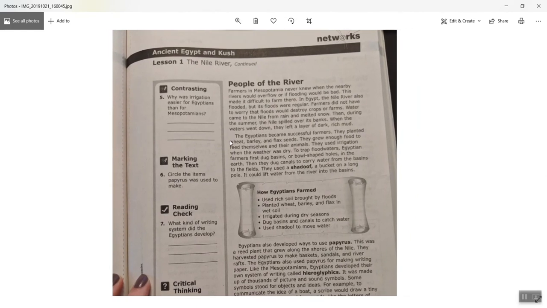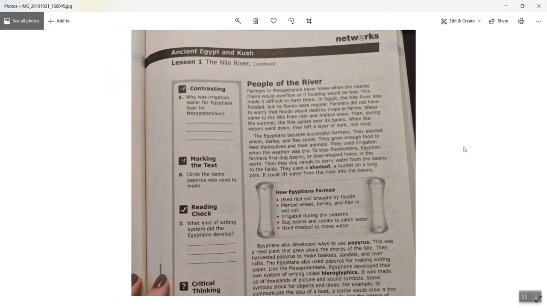All right, we're on page 43. People of the river. Farmers in Mesopotamia never knew when the nearby rivers would overflow or if flooding would be bad. This made it difficult to farm there. In Egypt, the Nile River also flooded, but its floods were regular. Farmers did not have to worry that floods would destroy crops or farms.